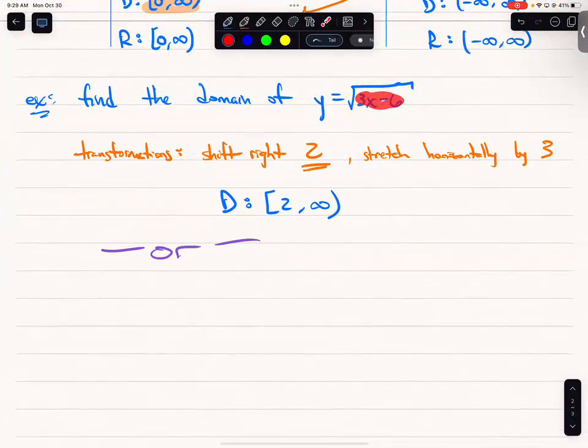Whatever this is, if the function is going to be defined, the stuff inside, the stuff I've highlighted, has got to be 0 or bigger, right? It's got to be positive or at least 0. Well, really, that's just an inequality, right? What we're describing is an inequality.